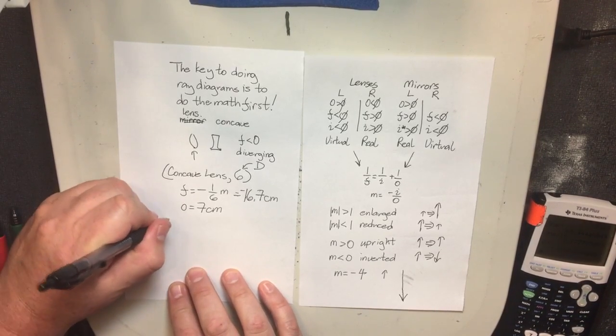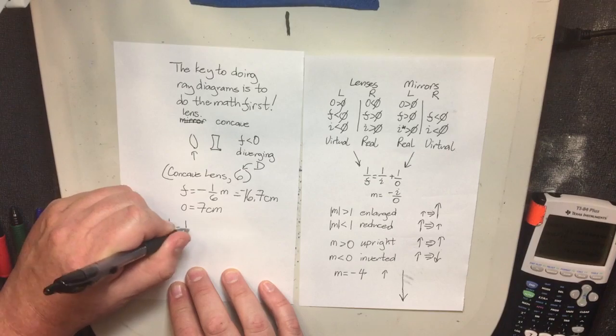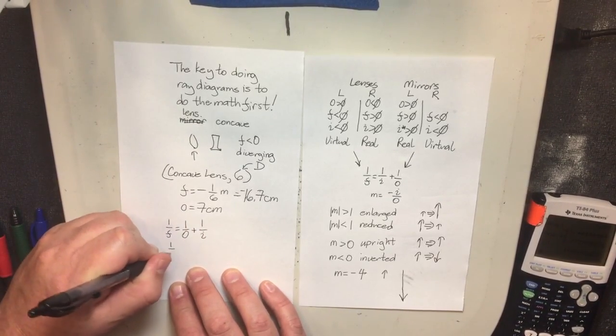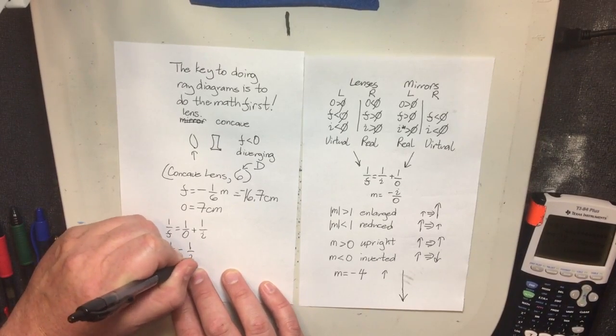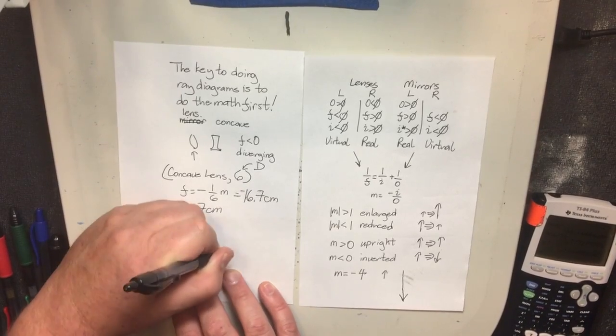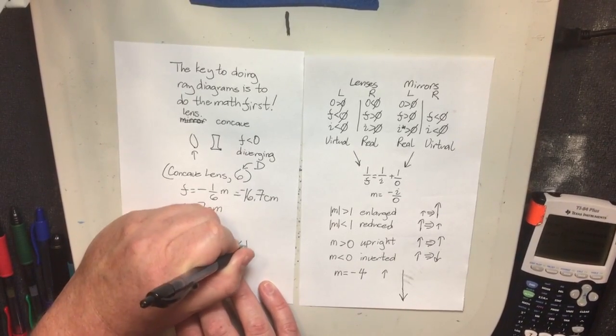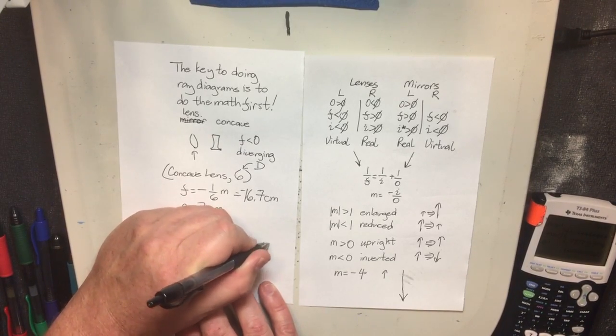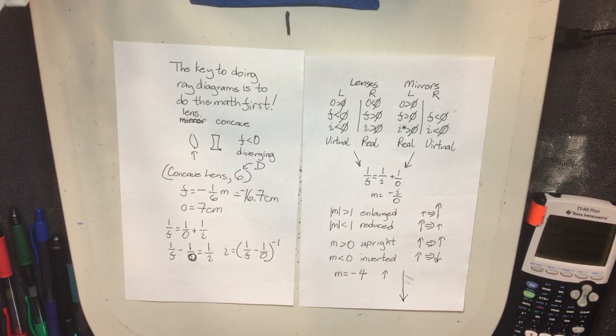So 1 over F is equal to 1 over O plus 1 over I. 1 over F minus 1 over O is 1 over I. So I is 1 over F minus 1 over O, inverted. And so those are the distances. And that is not a 0 because I know the difference between when a 0 is in the denominator and when it's an O.